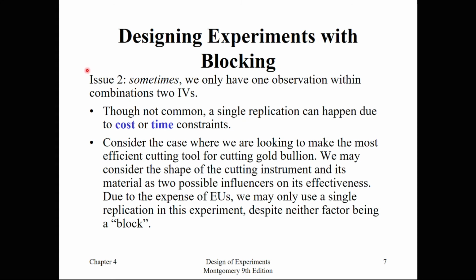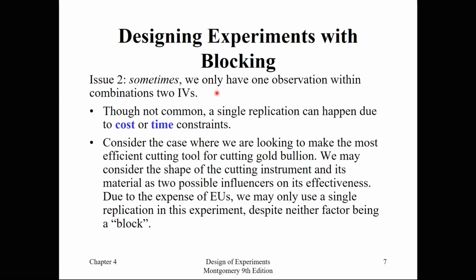All right, so the second issue that we can have is that sometimes we only have one observation within a combination of two independent variables. And though this isn't particularly common to happen within two independent variables, sometimes it does happen where we have two variables that we really care about, that don't represent restrictions on randomization, and we have just a single replication that happens due to cost or time.